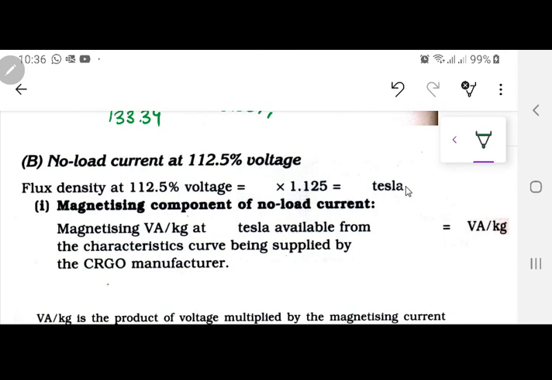112.5 percentage of the voltage. Now why is this done? Whenever you have a transformer, the manufacturing company has to deliver data on what happens if high voltage comes on this transformer, on the 11 kV side. If you give more than that voltage, what is going to be the effect on the losses, especially the no load loss?